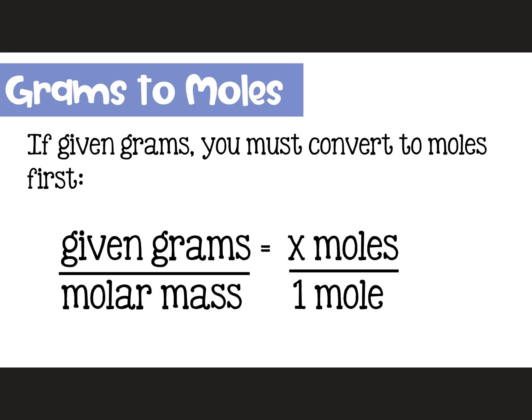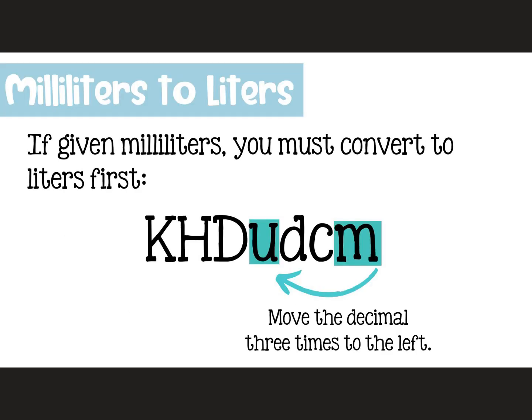If you are given grams, you must convert to moles first. You can do this using any method you usually use. If you are given milliliters, you must convert to liters first by moving the decimal 3 places to the left. Another way to remember this is to divide by 1,000.